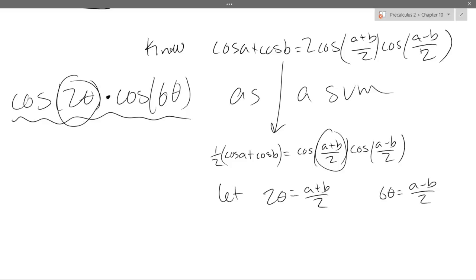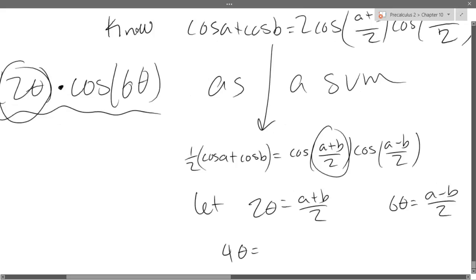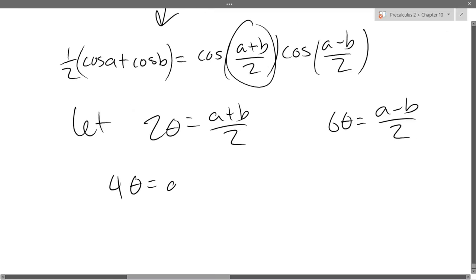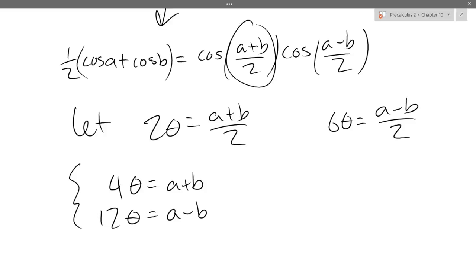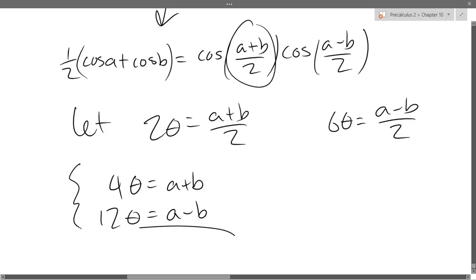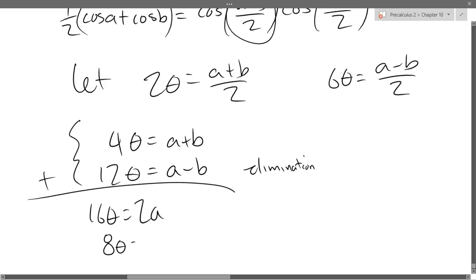All right, I don't like fractions. Let's go ahead and multiply by 2 on each one. We're solving for A and B, so why have them over 2? So we get 4 theta equals A plus B. And I'm going to write these two equations right above each other. The other one is 2 times 6, 12 theta equals A minus B. Now we have a system that looks really nice. So I say elimination. We'll just add the two together, and that'll eliminate our B's. The B will cancel the minus B. So we add: 4 plus 12 is 16 theta equals 2A. So 8 theta equals A.